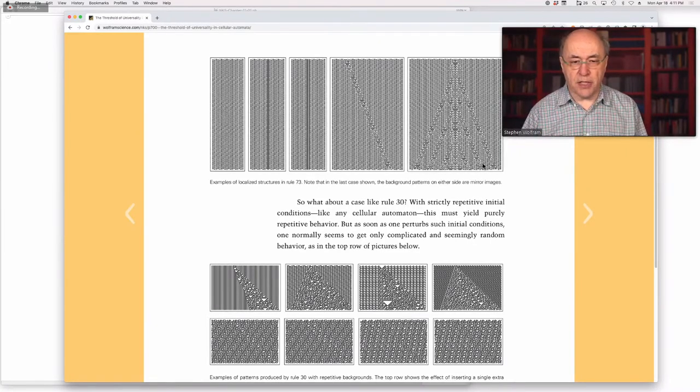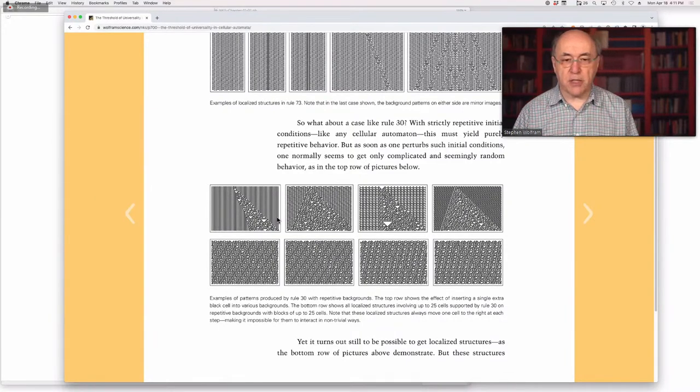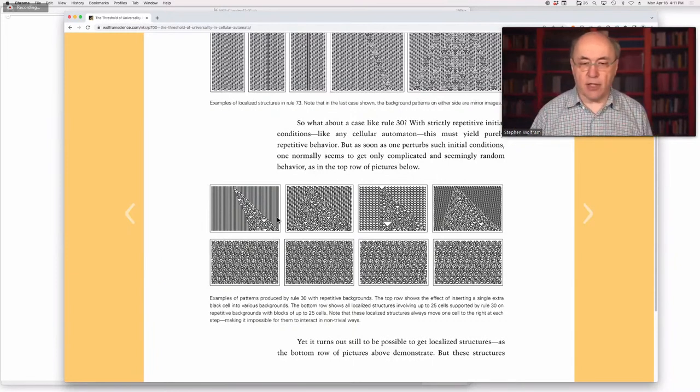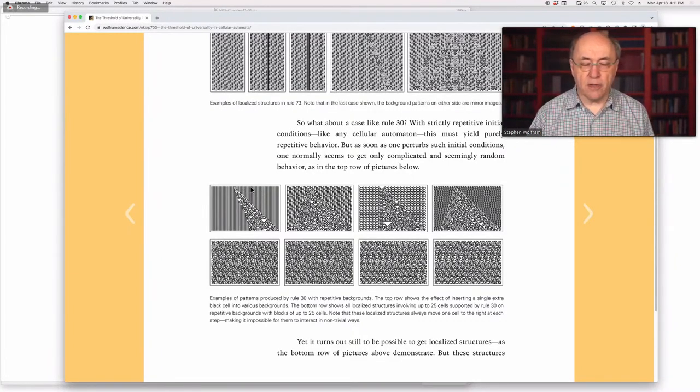What about rule 30? Well, generically, rule 30 produces just this complicated random-looking pattern. But what if we put a special periodic pattern as the initial condition and just a little crack in that periodic pattern?